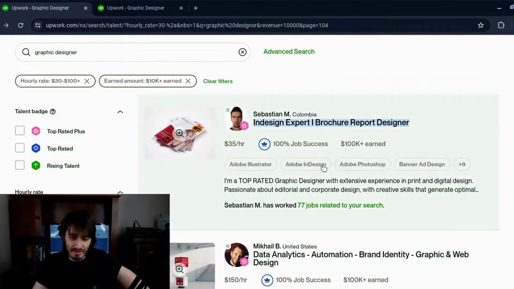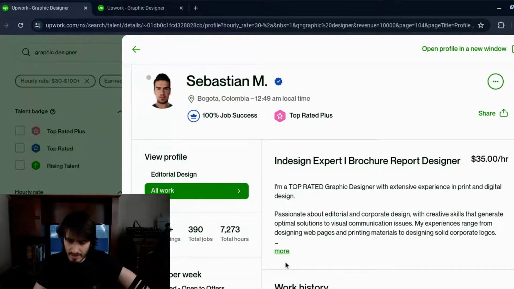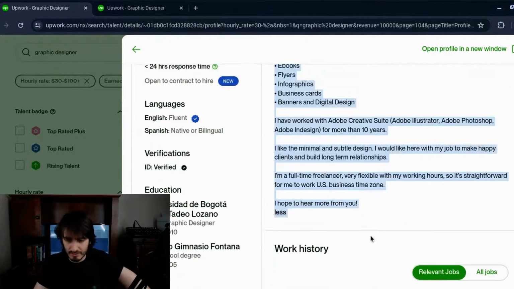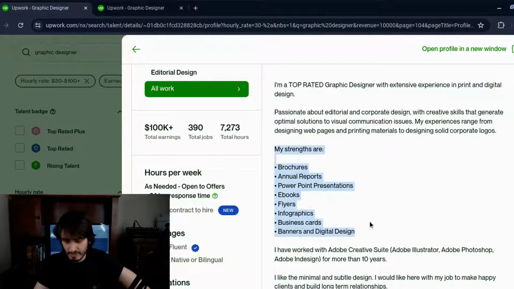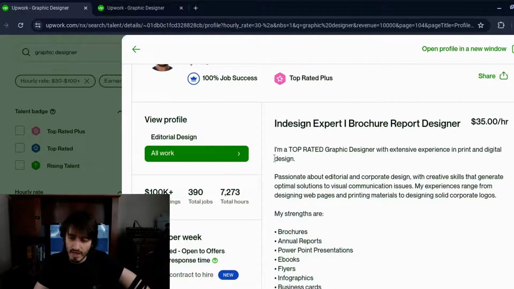All right, let's look at what a good person's looks like, maybe Sebastian. All right. First thing you're going to notice, layout. Bullet points. Second thing, it starts with, I'm a top-rated graphic designer with extensive experience in print and digital design. All right. He talks about what he does, right? Print, digital design. Great. He's top-rated. This is establishing credibility. It's establishing trust. Great. First, he's saying things that are relevant to the client.